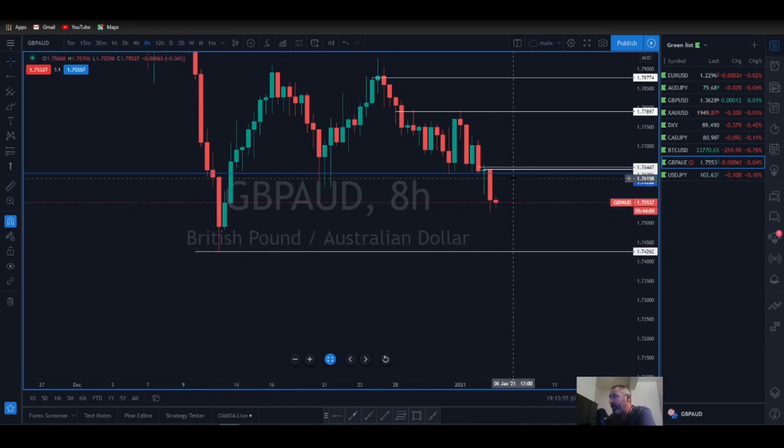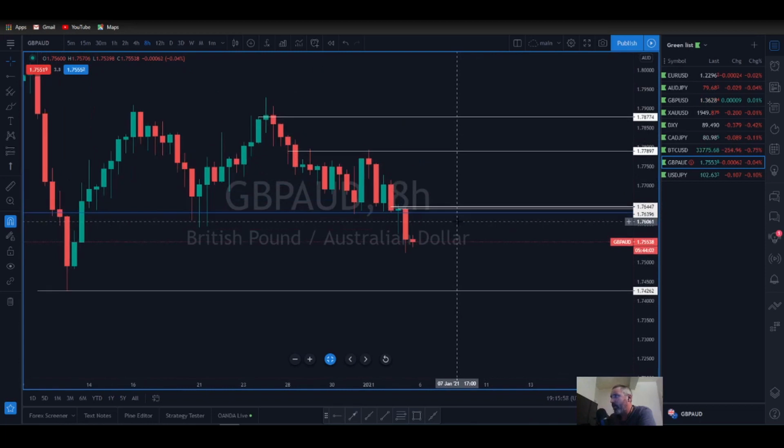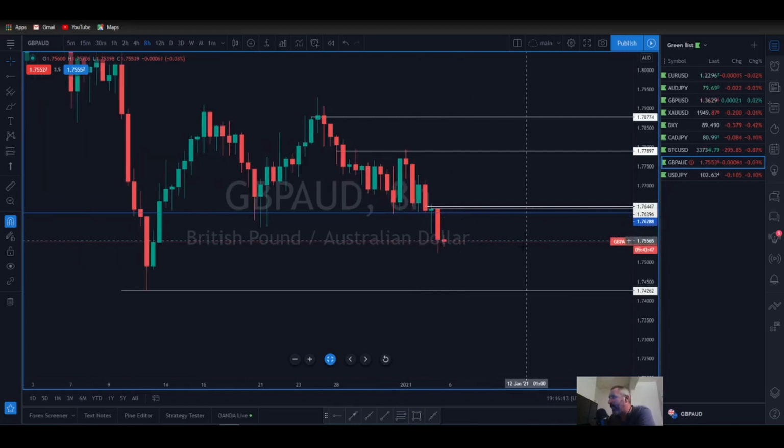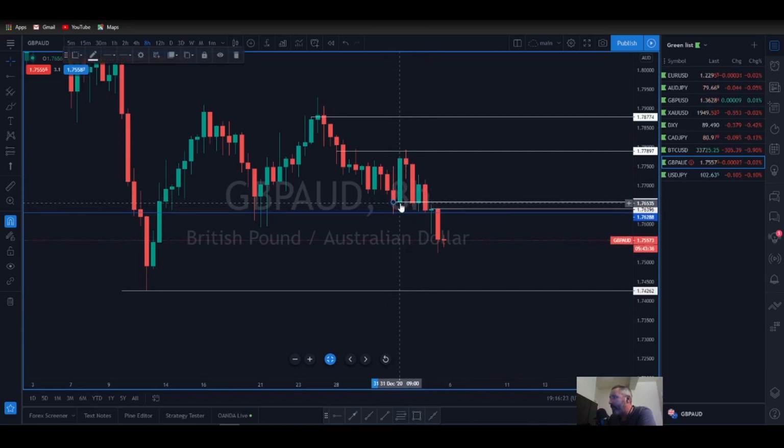So any push ups in this market, as long as we're not closing 8-hour candles above this market structure level here at 1.76396, then I will look to reinitiate my full size position on this pair, ultimately aiming at 1.74262. If we close an 8-hour candle back above these candles here, you can see if I just put a line right here how beautifully all these candles are trading in that area.